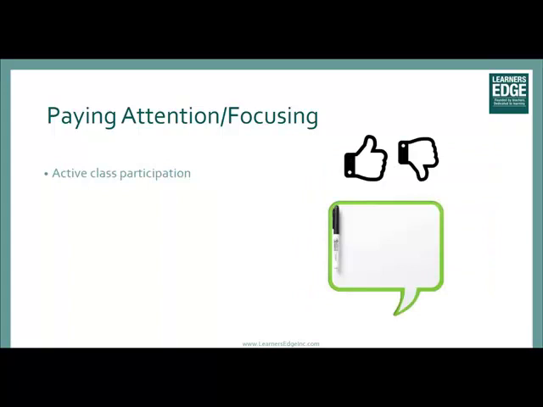And then you can encourage active class participation by providing mini dry erase boards to write responses on. Have your students give you a thumbs up or a thumbs down for yes or no, which is a great way for you to check for understanding. And then have students turn and share with a partner during discussion so that everyone can be heard when you don't have time for the whole class to share.